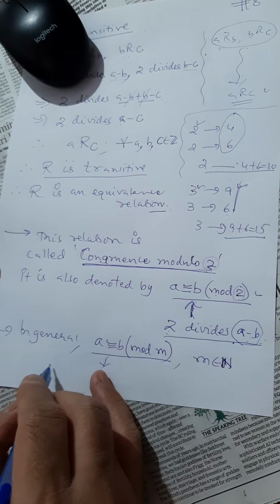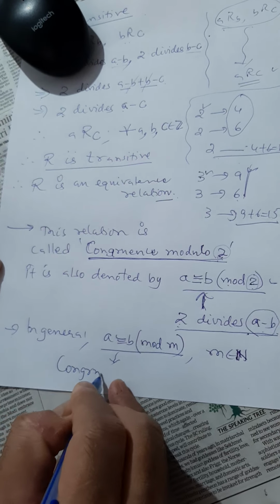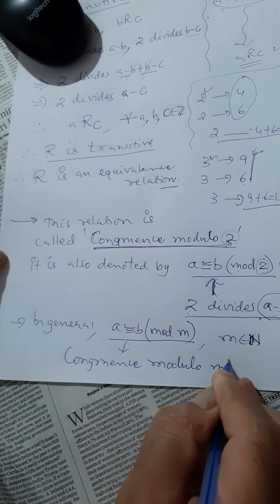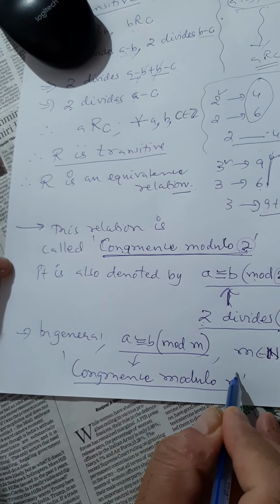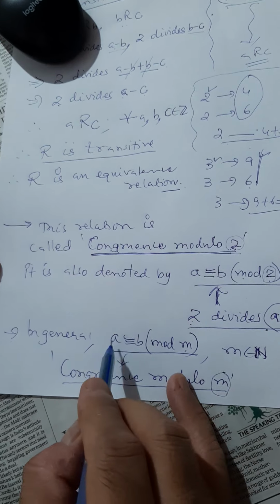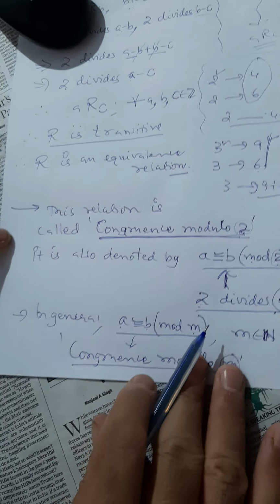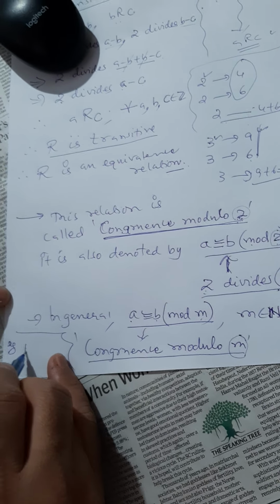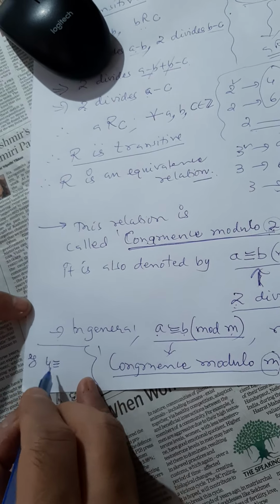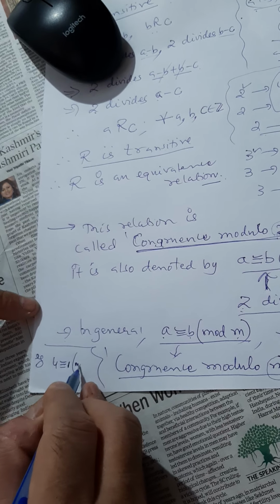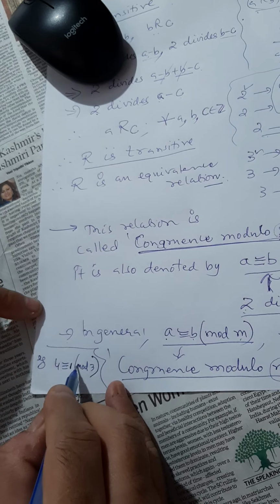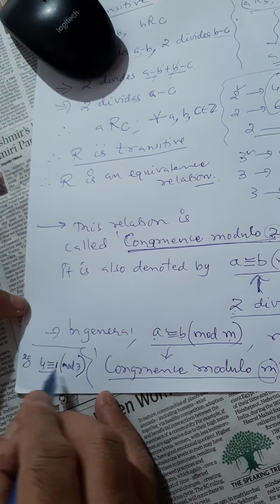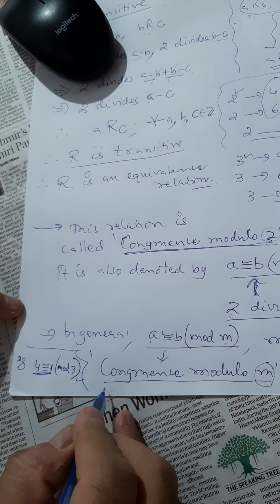So this is called congruence. This is called congruence modulo m relation. Congruence modulo m relation. It means m divides A minus B. For example, here, if I write, for example, you can say that 4 is congruent to 1 modulo 3. Why? Because what is 4 minus 1? 3. And 3 divides 3. So this is just one simple example.